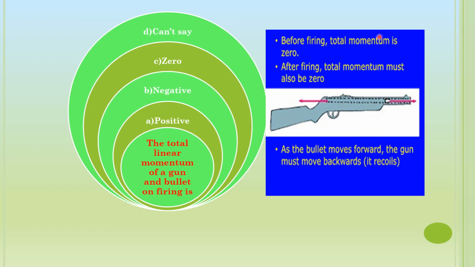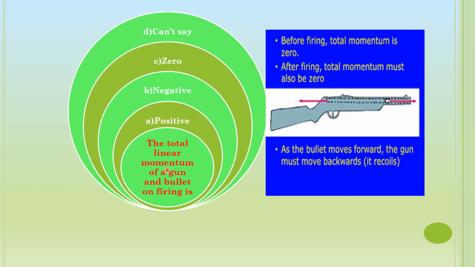According to the law of conservation of momentum, if total momentum before firing is 0, then total momentum after firing should also be 0. If it is 0 before, it will be 0 after as well. So our answer is 0. And that is the reason that the bullet moves forward and the gun moves backward. Since they're moving in opposite directions, they cancel out and the total comes out to be 0.